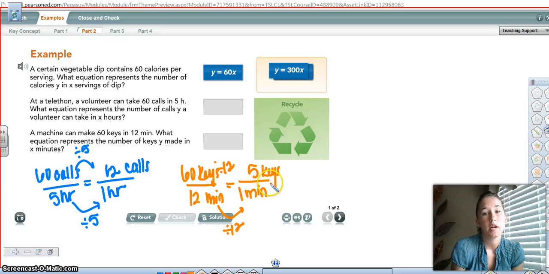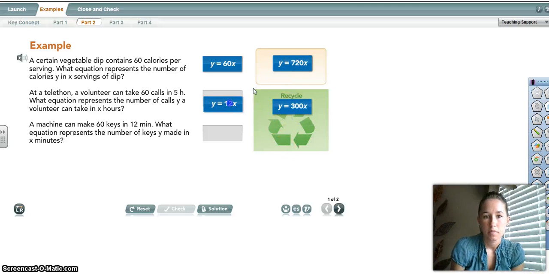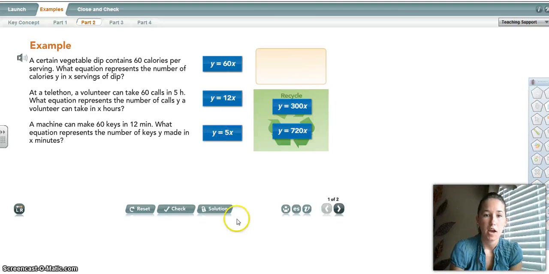So we can sort our equations. This unit rate was 60, this one was 12, this one was 5. We never got 300 as a constant of proportionality. We did get 12. We never got 720 as a constant of proportionality, but we did get 5. So those unit rates are a constant of proportionality or a constant multiple. So we're picking equations that are showing that we should always multiply by that value.